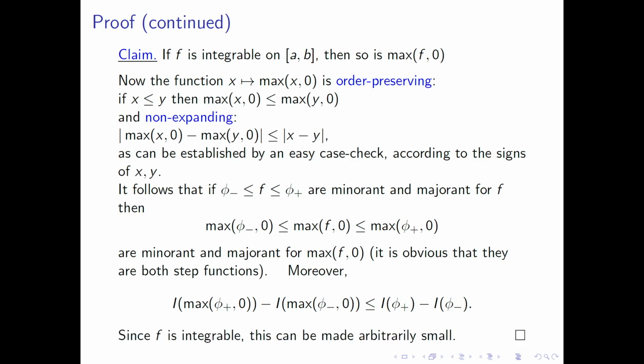Great. Well, we're now done because given any epsilon, I can find a phi plus and a phi minus whose integrals differ by less than epsilon. Now I've found a majorant and minorant for the maximum of f and 0, whose integrals therefore also differ by less than epsilon. And therefore I've shown that this maximum of f and 0 is indeed integrable. And that's what I needed to show.